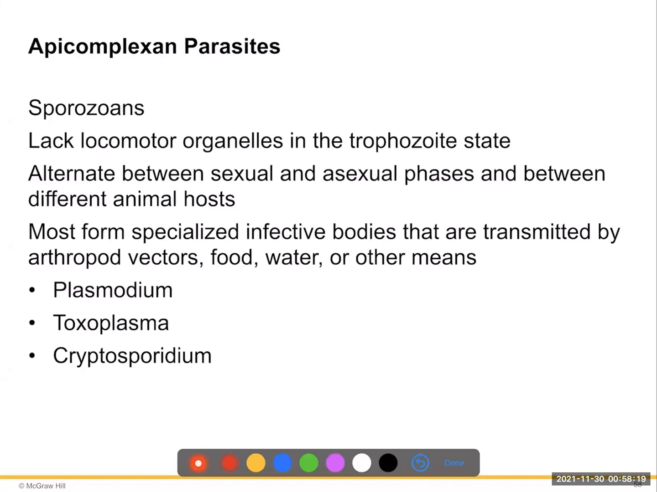Apicomplexan parasites, sporozoans. They lack motor organelles in the trophozoite state. Okay, they alternate between sexual and asexual phases and between different animal hosts. They form specialized infective bodies that are transmitted by the arthropod vectors, which are your insects. Okay, food, water, or other means. So this is transmitted by all types of vectors: the arthropod vectors, food, and water, and those include Plasmodium, Toxoplasma, and Cryptosporidium.